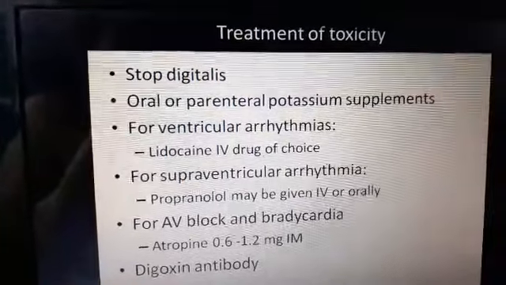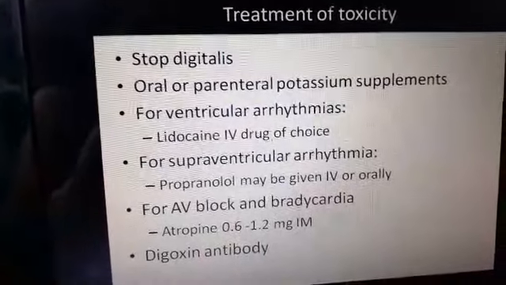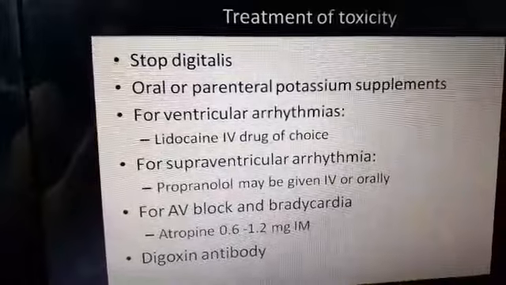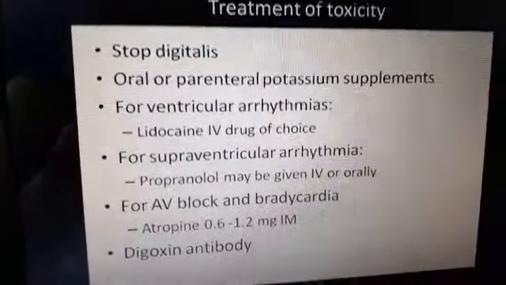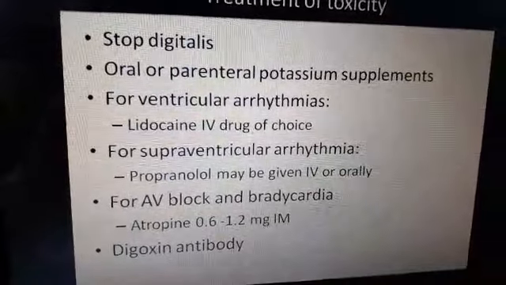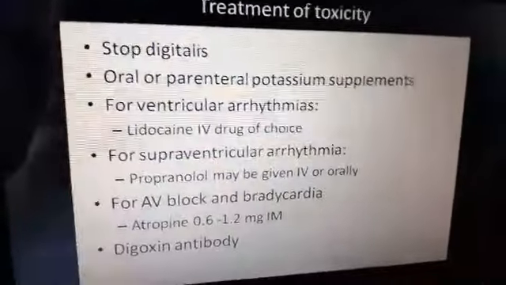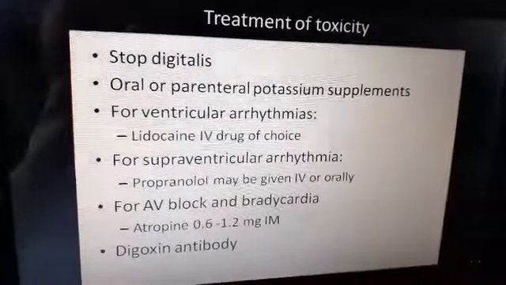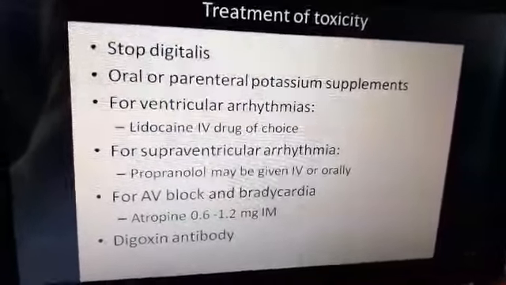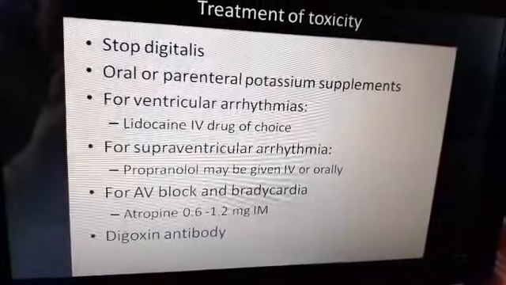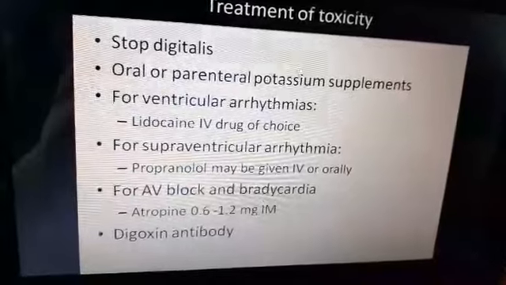That's why hyperkalemia is created artificially by giving potassium supplement. In a hyperkalemic state, digoxin cannot bind to the sodium potassium ATPase channel sufficiently, so the digoxin effect will be less. So parenteral potassium, IV KCl, is the first treatment. For ventricular arrhythmia, lidocaine is the drug of choice. For supraventricular arrhythmia, we can give propranolol, and for atrioventricular block or bradycardia, we can give atropine. And there is a digoxin antibody called DigiBind, which can be given in severe cases.